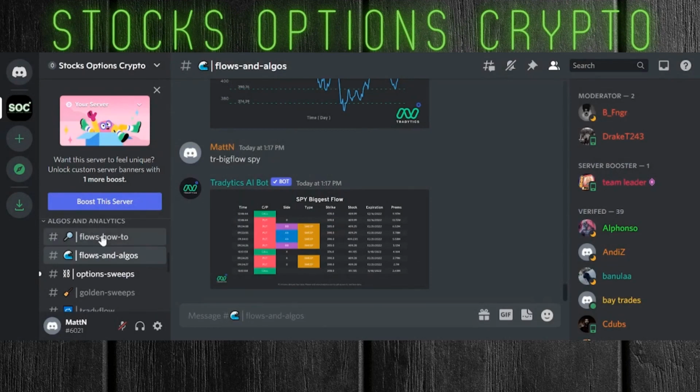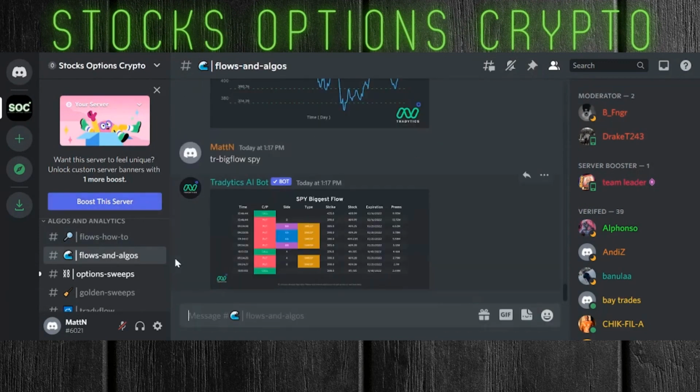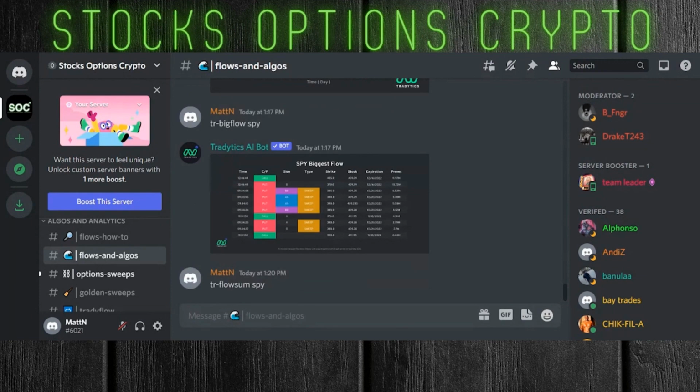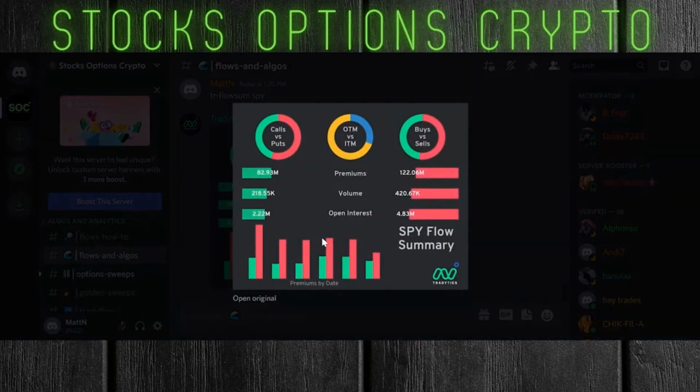Let's get back to the How To section again so you can read it with me. The next command that I tend to use is TR flow sum, and then again I'll use the symbol SPY. This shows you the summary of statistics of the option flow given that ticker. Let me pull up flows and algos. We get into the flows and algo room, we go TR, we tell it flow sum, and again we're going to use the SPY. We're going to wait for it to pull up. Now we're going to expand it nice and big, get rid of the rest of the screen.